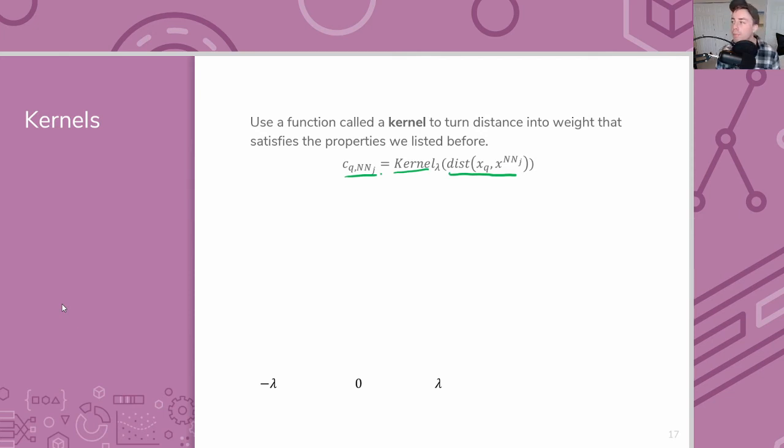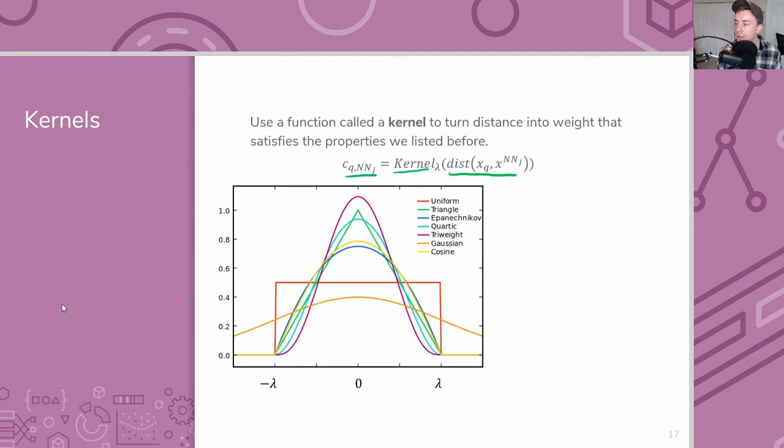Now, there are many, many such functions you could define. Here is a graph that shows seven of them, seven different ways, and this is not all of them, to take a distance and output a weight. On the x-axis of these graphs is the distance, what distance you're inputting, and on the y-axis is the weight assigned.